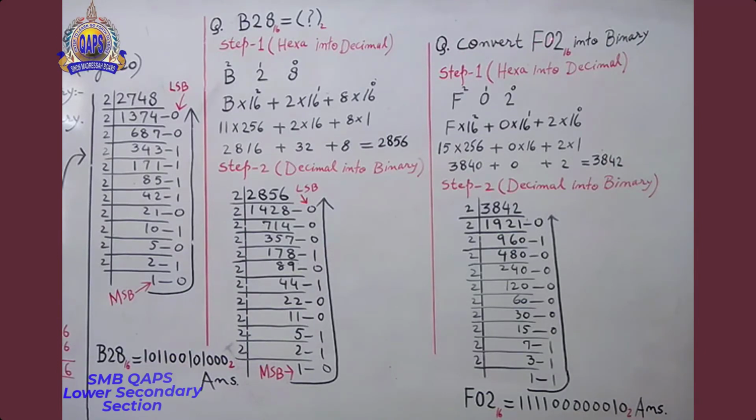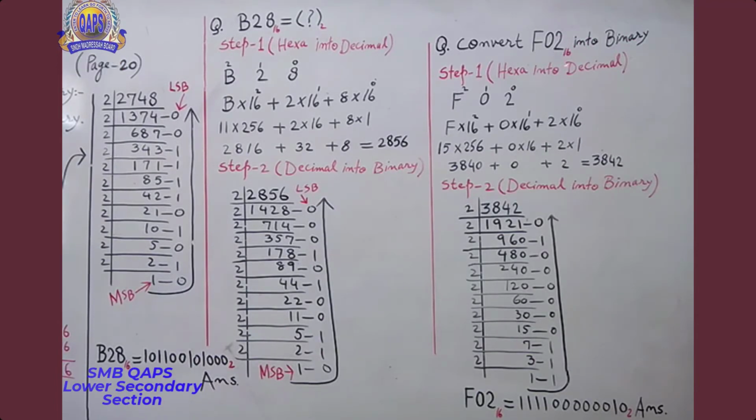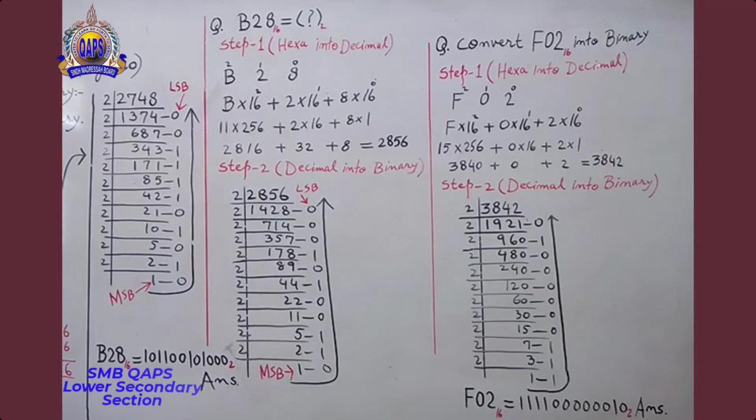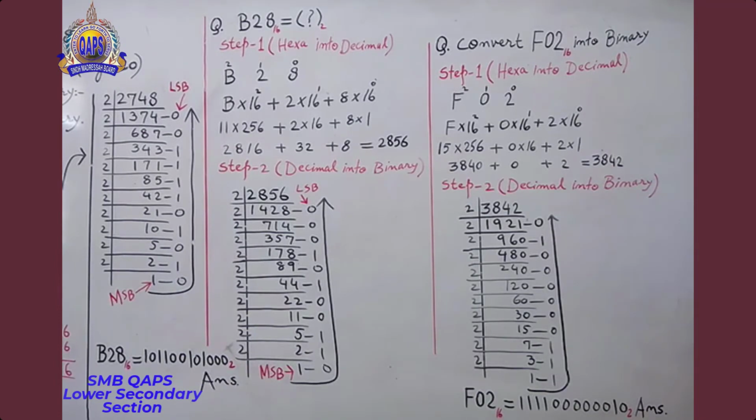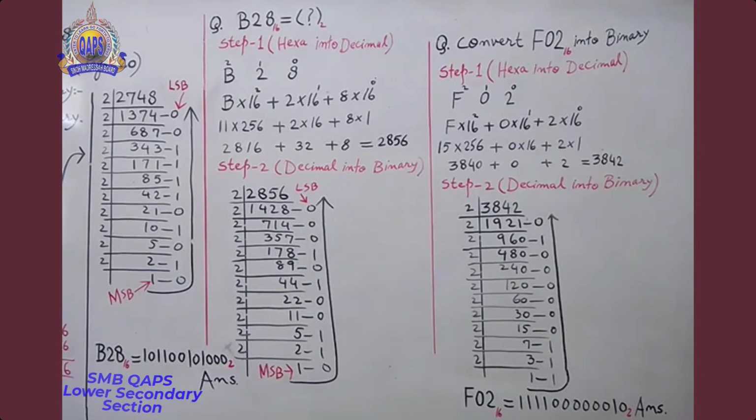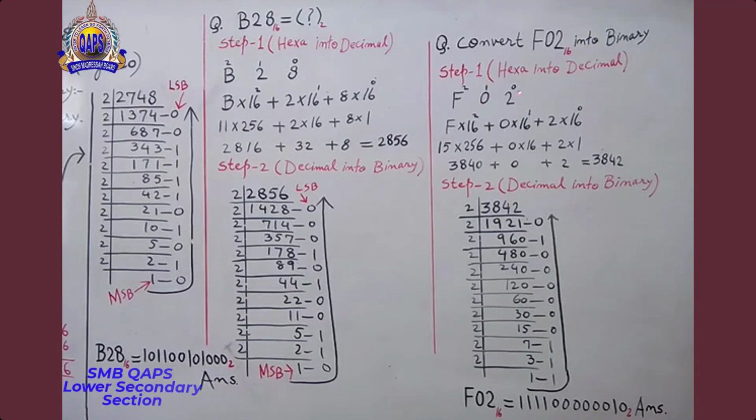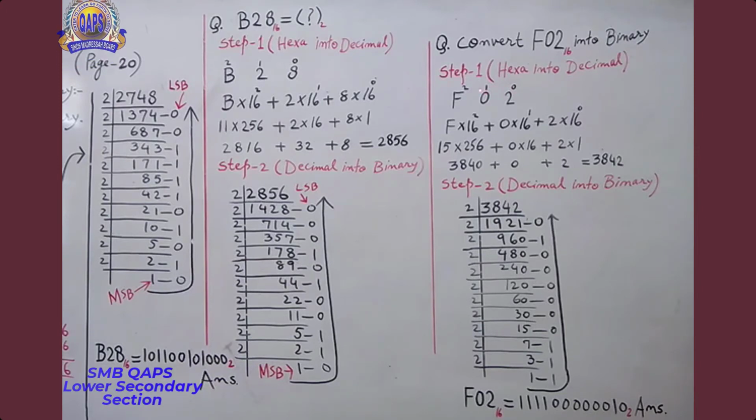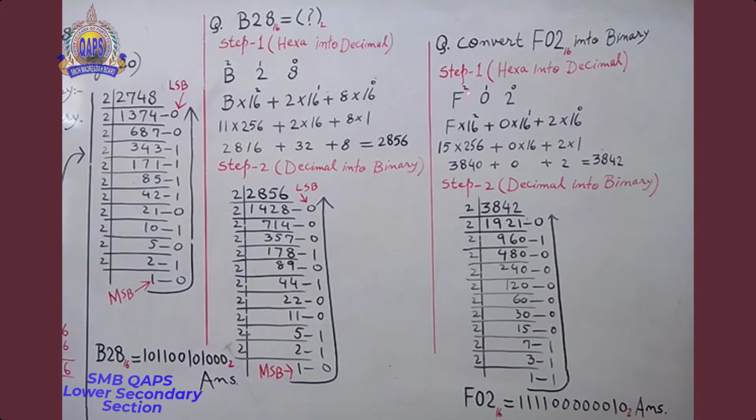Convert F02 hexa into binary. See, power 16 means hexa. Step 1, hexa into decimal. Write the number. I am writing the number now: F02. Write the powers: power 0, power 1, power 2. Start calculation.